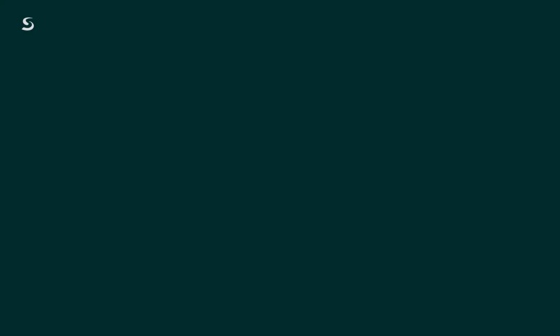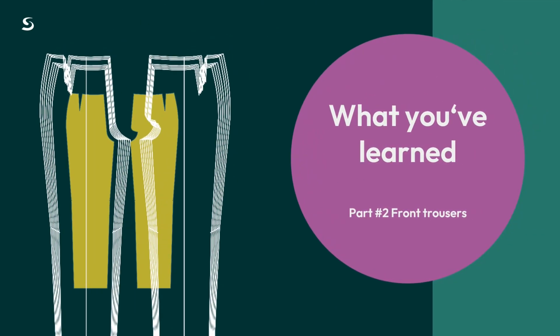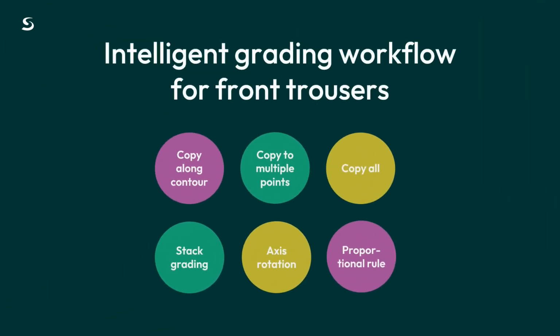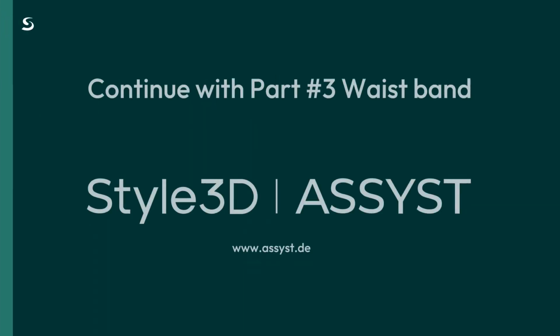You have learned that front trouser grading isn't rocket science. Copy functions were helpful here. For the dart, you remember the proportional grading. The length grading of zippers can be easily achieved. But there is much more to explore.